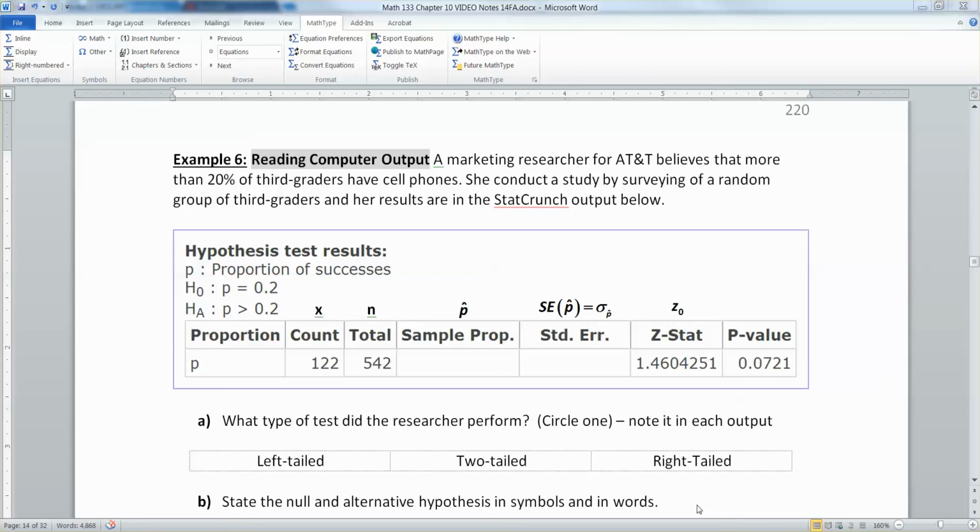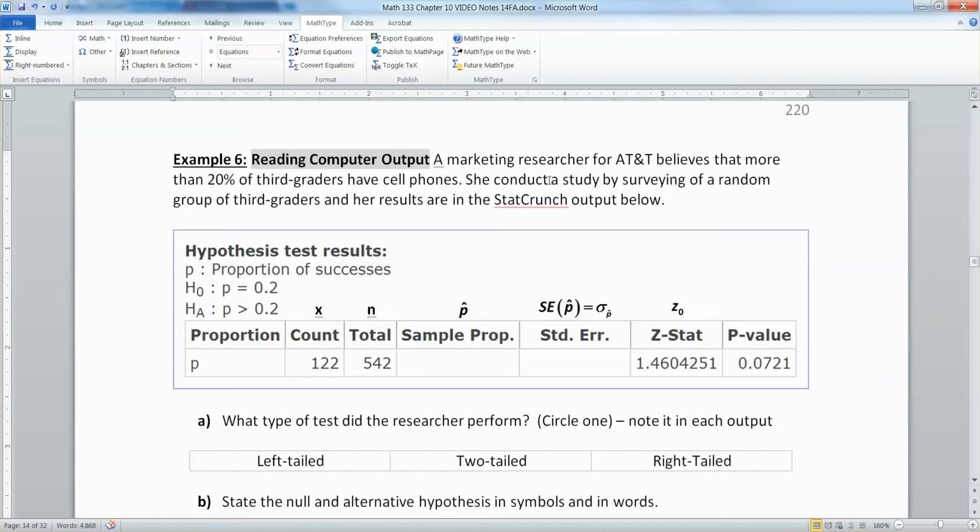Now let's take all of our knowledge about hypothesis testing and p-values and apply it to a computer output problem. In these problems, it's the same idea, except I've done all the heavy calculation work for you and given you the output in a computer program. In this case, I've done StatCrunch below.